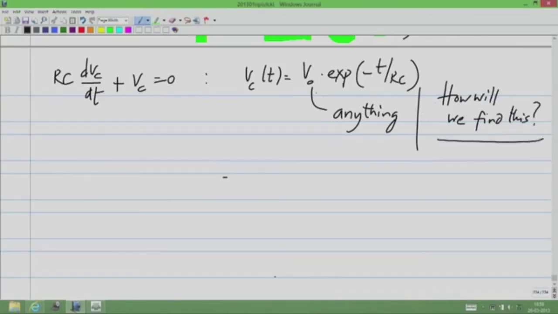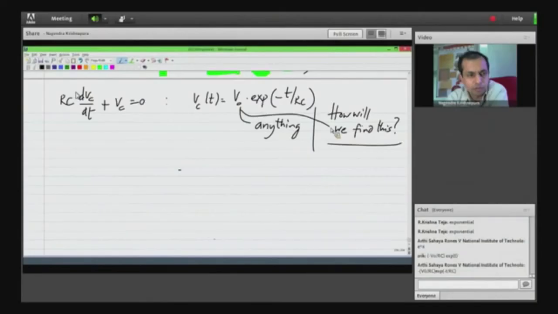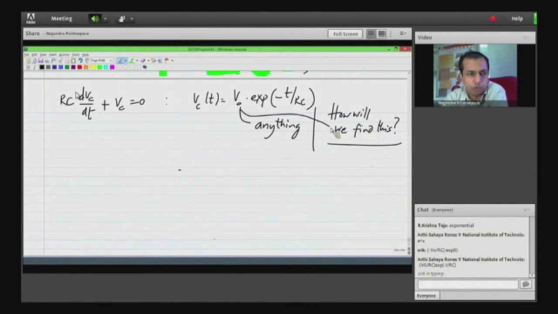How will we find the value of V0? So there is another answer which says V0 by Rc exponential minus t by Rc. I think you have omitted a minus sign. It should be minus V0 by Rc exponential minus t by Rc. Okay.